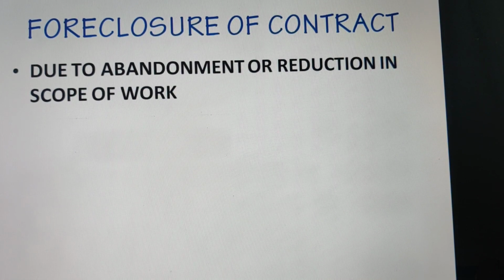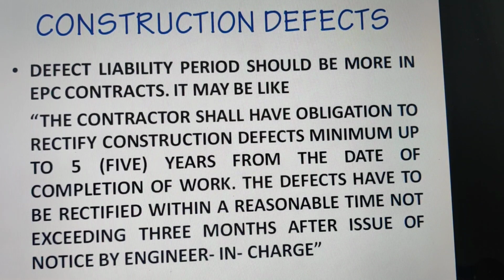Now, there is another clause which may be required in EPC contracts. Suppose due to any requirement the work is to be abandoned, so this clause may be included. Due to abandonment or reduction in the scope of work, a foreclosure of contract condition may be included in EPC contracts. Because in EPC contracts risk is more with the contractor, construction defects, not only for a defect liability period of 6 months or 1 year, but for more periods should be included. So the defect liability period should be more in EPC contracts.